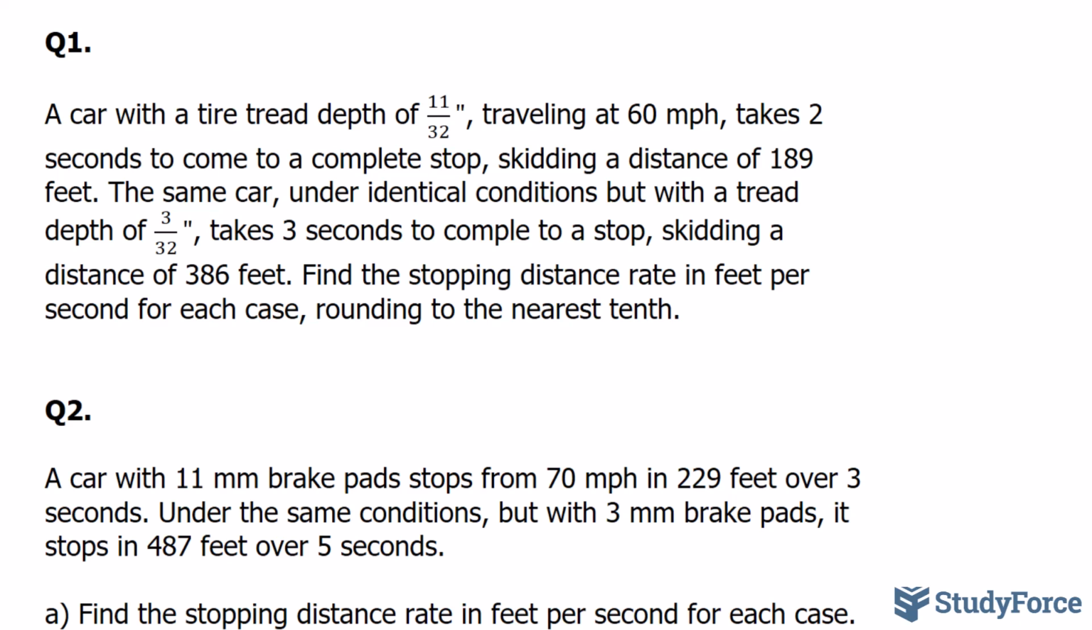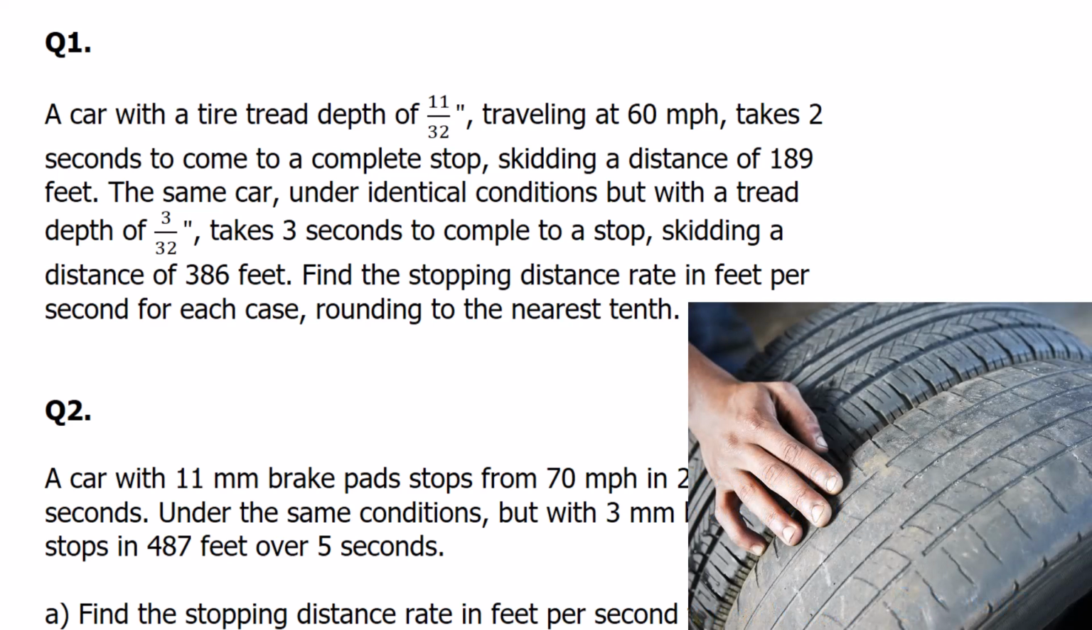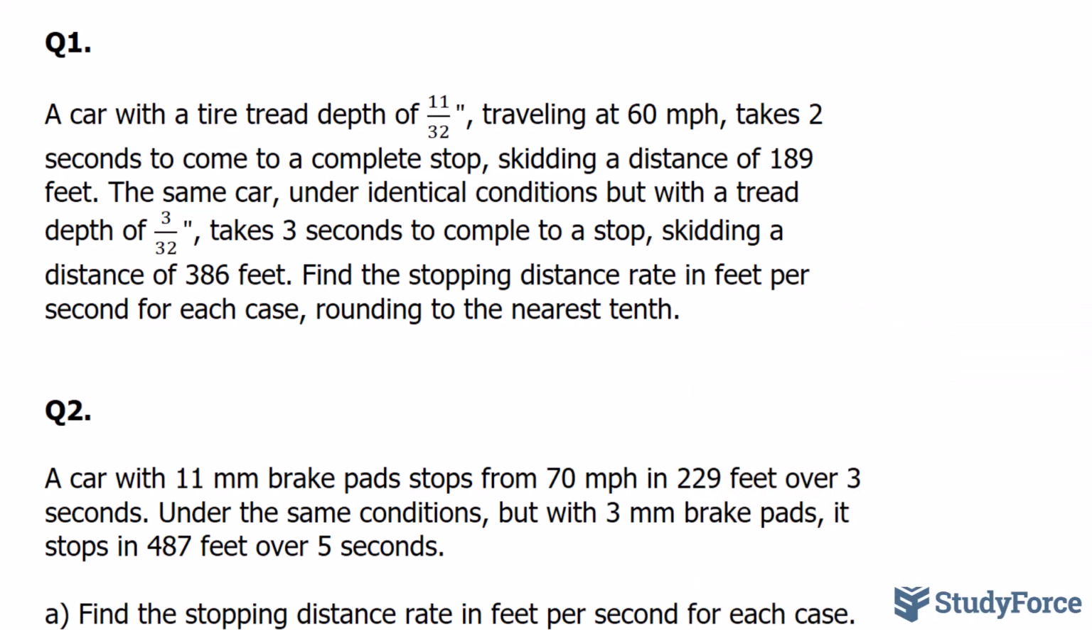The first example reads, a car with a tire tread depth of 11/32 inches, traveling 60 miles per hour, takes 2 seconds to come to a complete stop, skidding a distance of 189 feet. The same car under identical conditions, but with a tread depth of 3/32 inch, takes 3 seconds to complete a stop, skidding a distance of 386 feet. Find the stopping distance rate in feet per second for each case, rounding to the nearest tenth. Let's begin with the first car.